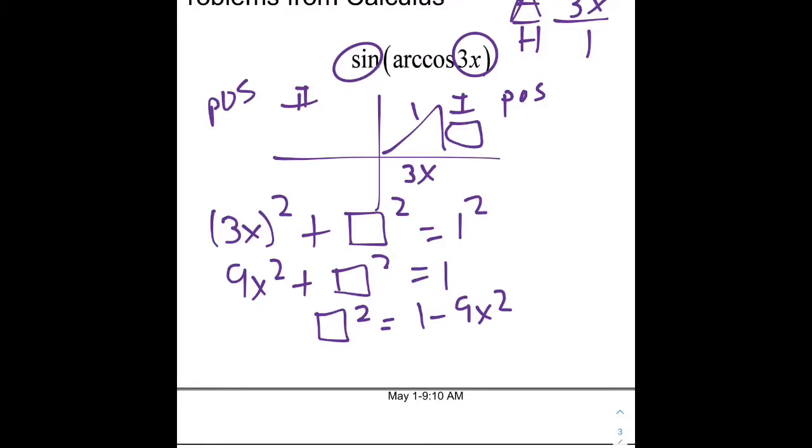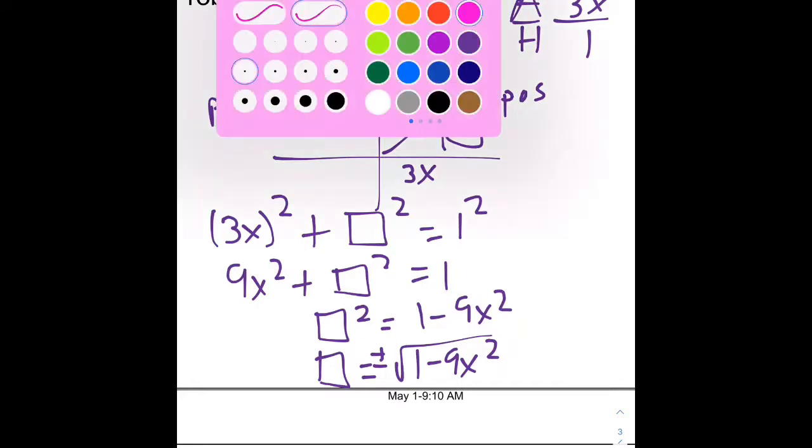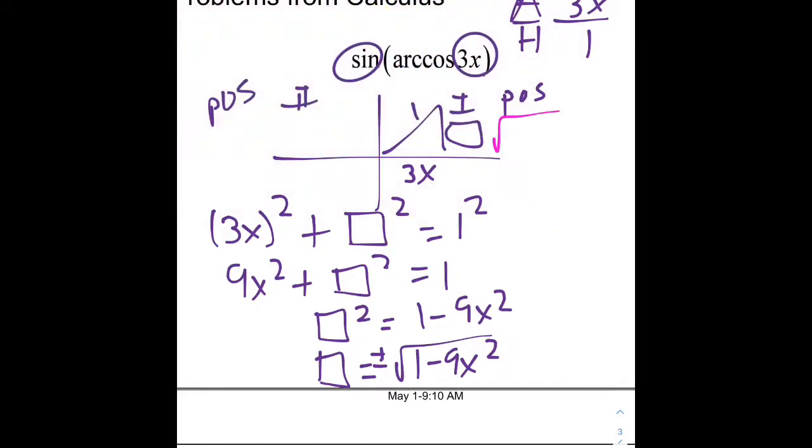So then, when I take the square root of both sides, I know that that side is equal to the square root of 1 minus 9x squared. Now, I do understand that from a solving perspective, you do get a plus or a minus principal root, but then when I apply it to my picture, I'm only going to take the positive principal root because my y value is positive.